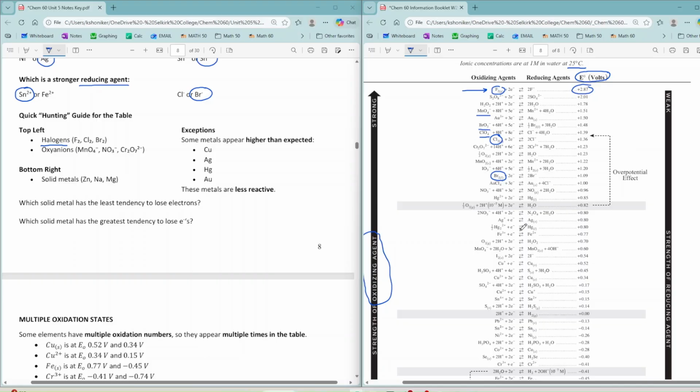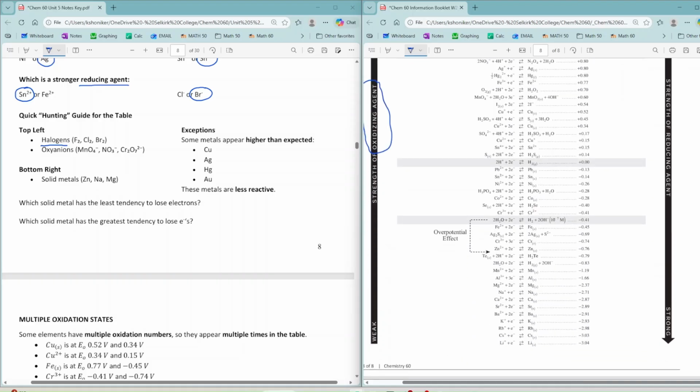At the bottom right is where you're going to find a lot of your metals. So down here, we've got lithium, cesium, rubidium, potassium, barium, strontium, calcium, sodium, magnesium, aluminum, manganese. A little bit higher, you've got zinc, then your chromium, then your iron, and it keeps going up. So still cobalt, nickel, tin, lead. Copper is way up here. So these are sort of the exceptions.